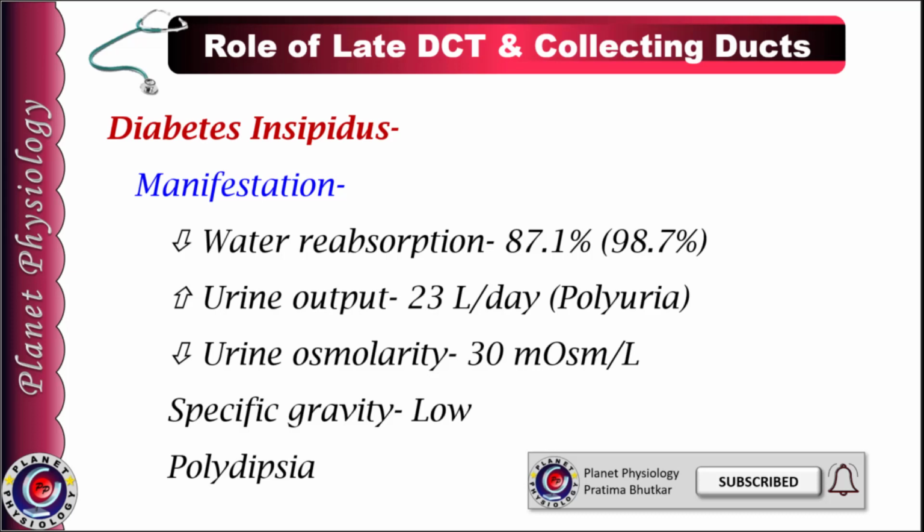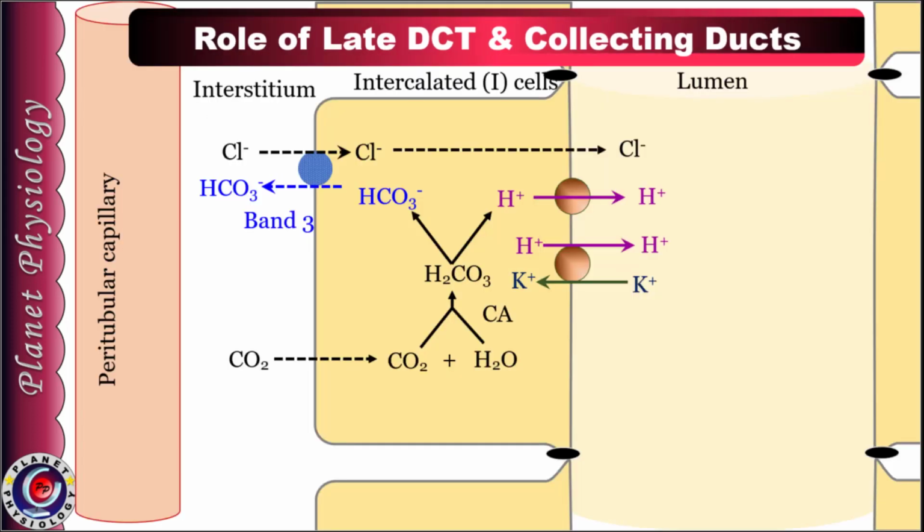Urine volume increases to 23 liters per day with osmolarity of 30 milliosmoles per liter. This manifests as polyuria and polydipsia, leading to dehydration. Now the second type of epithelial cells in the late distal tubules and the cortical collecting ducts are intercalated cells, or I cells. They play an important role in acid-base regulation.